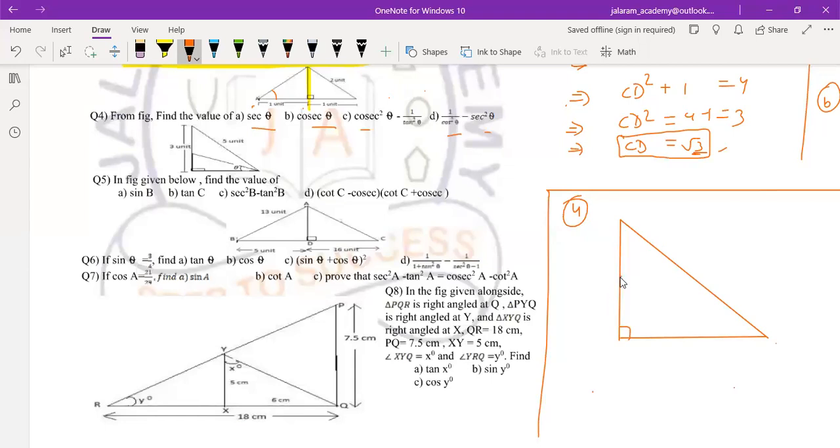This is also one of the points. This length is 3 unit. This angle is given theta. This side is 5 unit, the hypotenuse. Okay. This is 90 degree. Nothing is given about this.